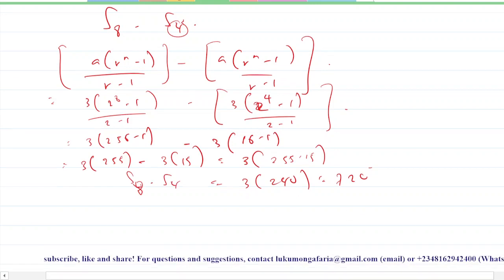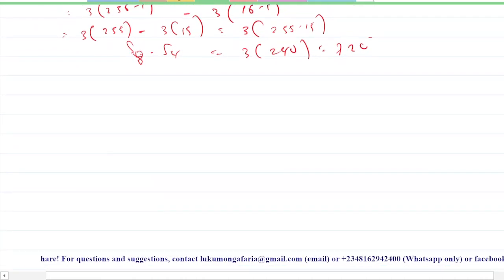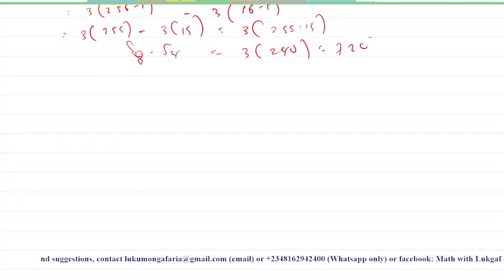You know, it is very simple. If that is clear, let me give you another example to back it up. Example. And this is like a WAEC question.